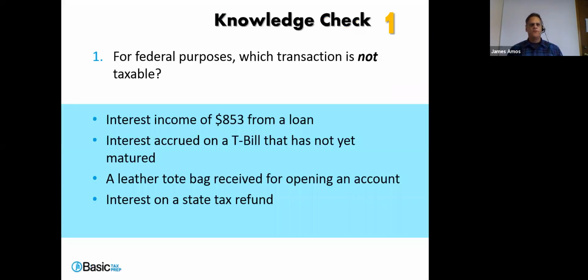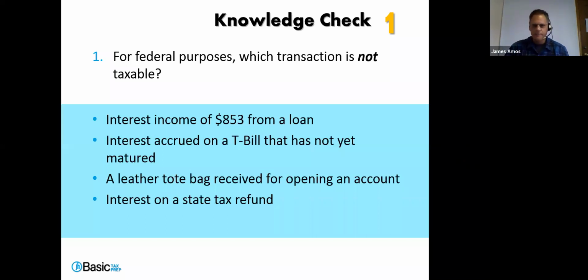Okay, so let's talk about this. For federal purposes, which transaction is not taxable? Interest income of $853 from a loan. In fact, I'm just going to let you guys read through that, and then somebody just tell me what you think the answer is. Who else has answers? You can either write it in or tell me right now.